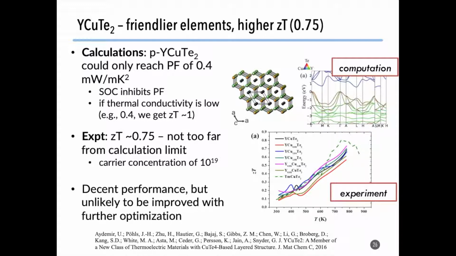in the computations. In the experiments, we were able to get basically the carrier concentrations we want. We got a ZT of about 0.75, which is pretty close to what we predicted, but we couldn't really get it further than that, even with further optimization. So we're still kind of hunting for new materials that have ZT greater than 1.